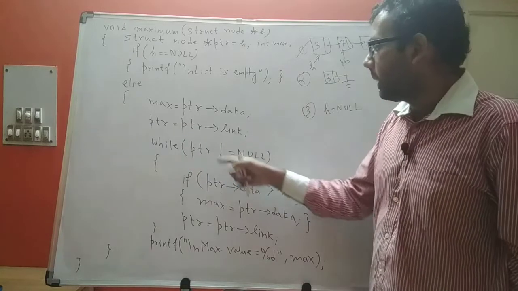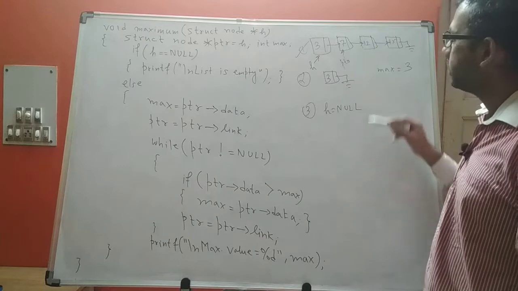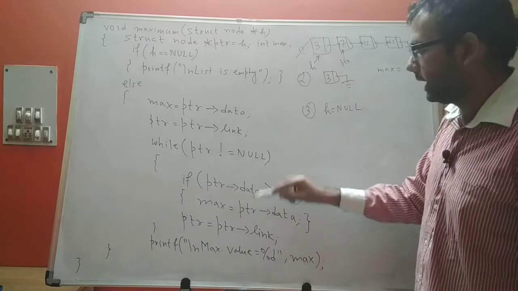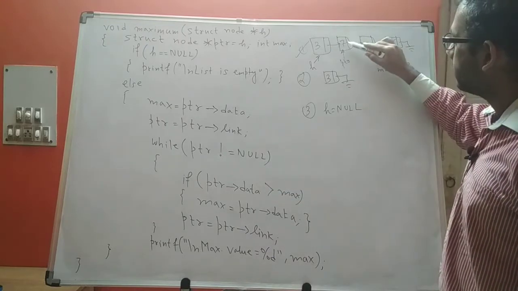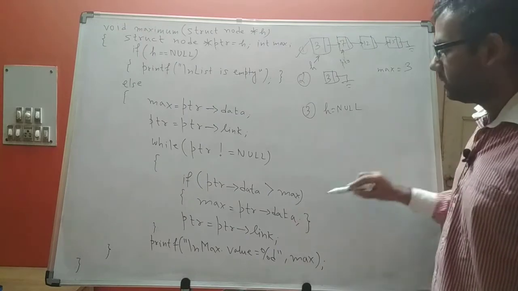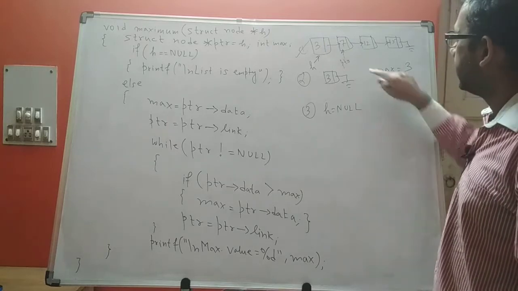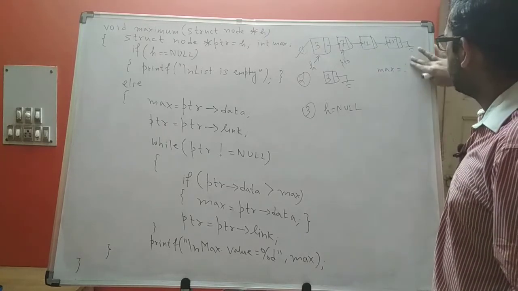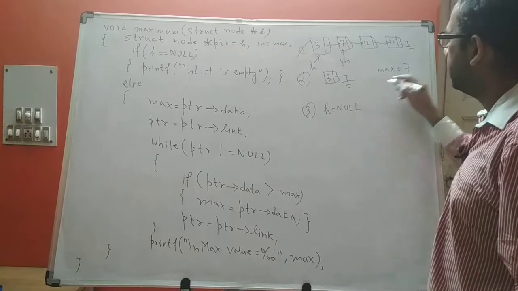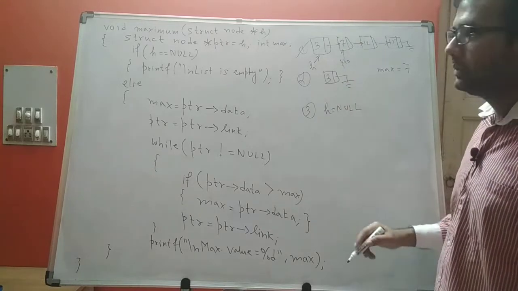Now I'm checking: while ptr is not equal to null. Of course, ptr is currently containing the address of this node and it is not equal to null. So you come inside. ptr arrow data, so the data part of the node to which ptr is pointing. What is the value? 7. Is it greater than my maximum? Yes, it is. So you come inside and you say max equal to ptr arrow data. ptr arrow data is 7. So now max will become 7, as it should be, because after seeing these 2 nodes, the maximum is 7.